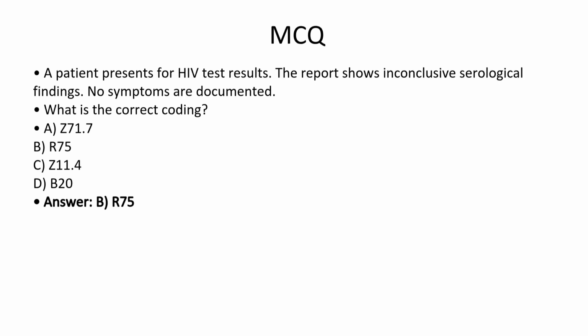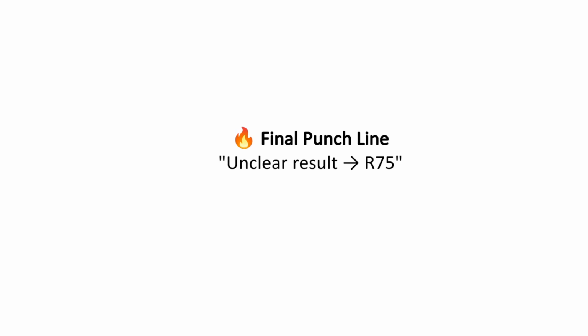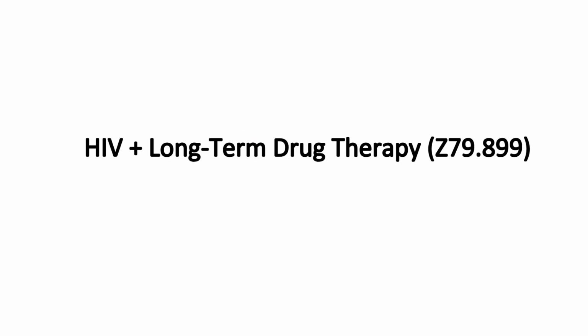In this scenario, the patient is coming for test results and the results are inconclusive. So we assign R75. Z71.7 is incorrect because that is used only when results are negative. Z11.4 is incorrect because this is not a testing visit. B20 is incorrect because HIV is not confirmed. So the correct answer is B, R75. Unclear result, assign R75.